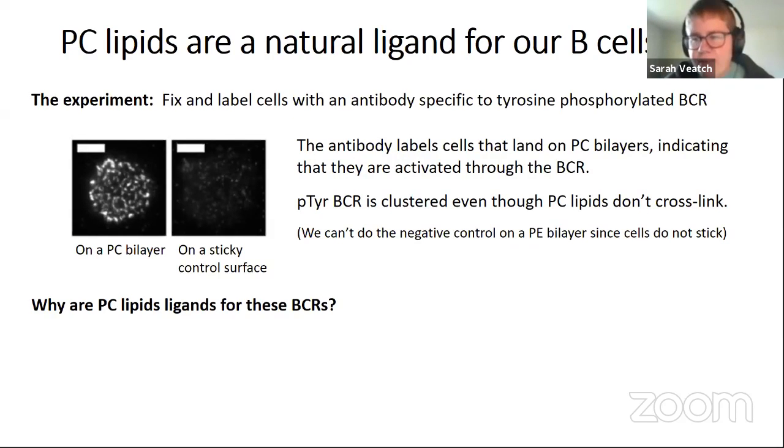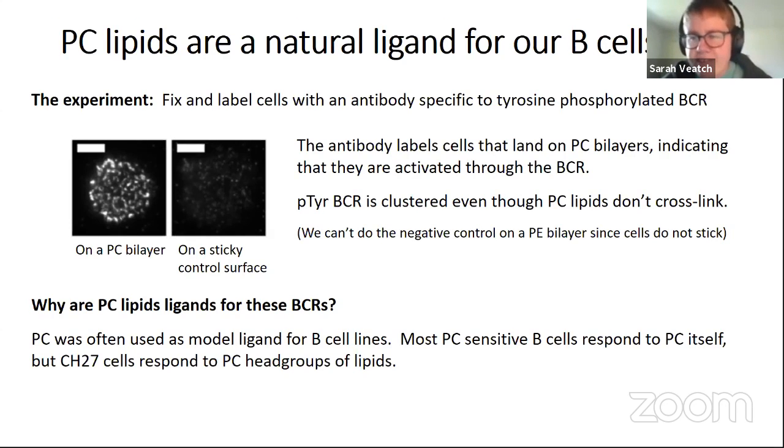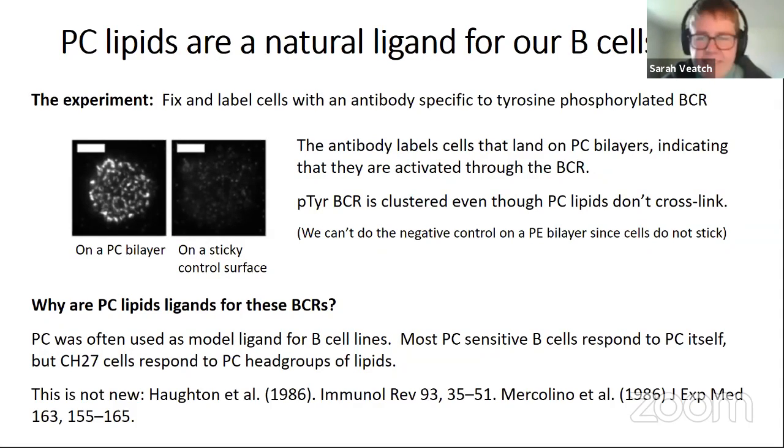So why are these PC lipids ligands? This was a question that we had. For some reason, historically, phosphocholine, which is the head group of a PC lipid, is a model ligand for B cells. So there's actually a lot of cell lines that are reactive to PC phosphocholine. But most of them are not responsive to PC lipids. For some reason, these cells are responsive to PC lipids, but not the phosphocholine on their own. And this has been documented also in the literature, so it's not new at all. But it's something we can see nicely in our experiments.